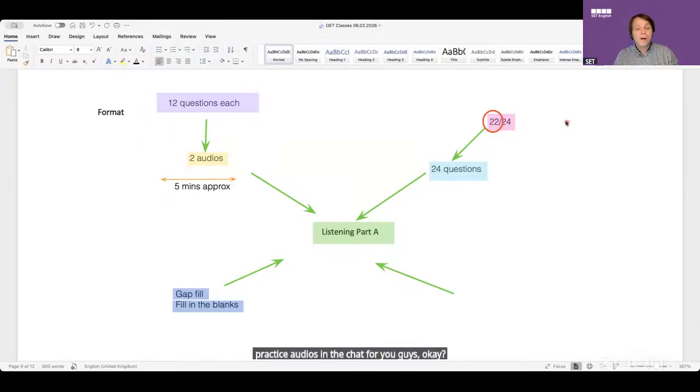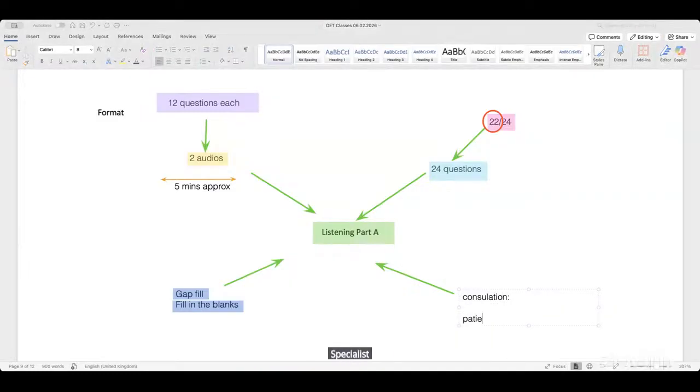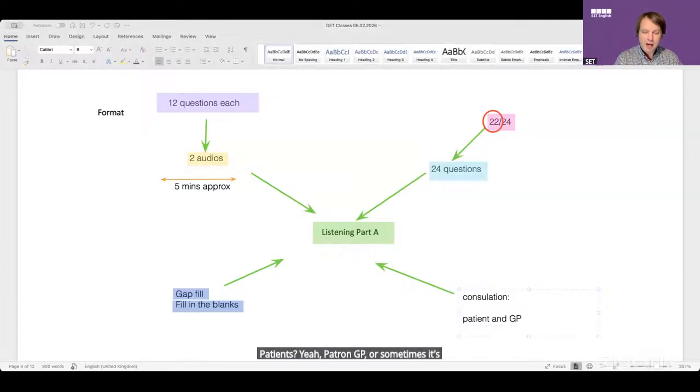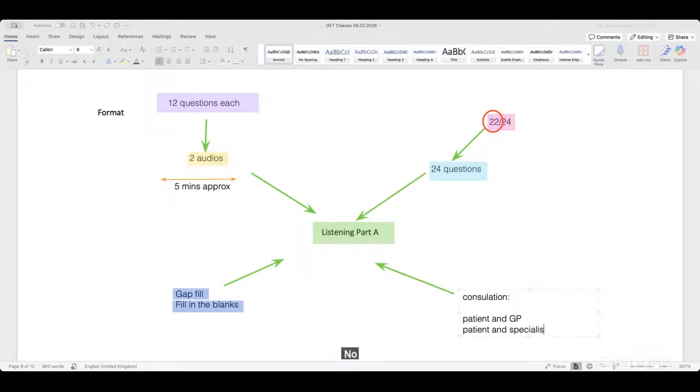Obviously you can't do mock tests all the time. You have to go and listen to things, and if you're not understanding something, if you hear something strange, an accent or some vocabulary, stop, go and investigate what you're listening to. So we're listening to a consultation. It can be between a patient and a GP, or what? Patient and specialist. Yeah, patient and GP, or sometimes it's a specialist. Does it make any difference really? Not really, I guess.